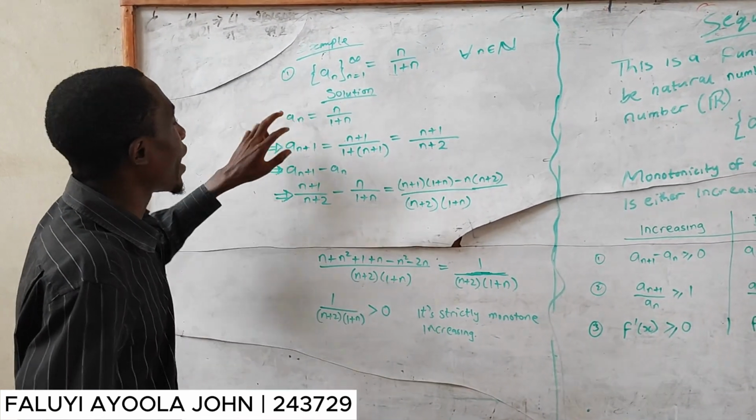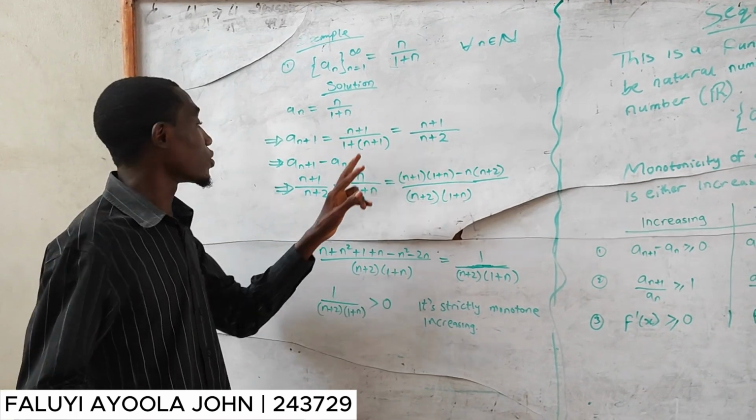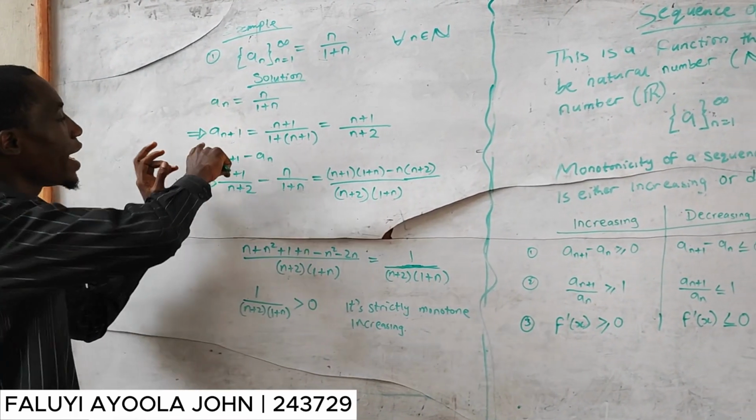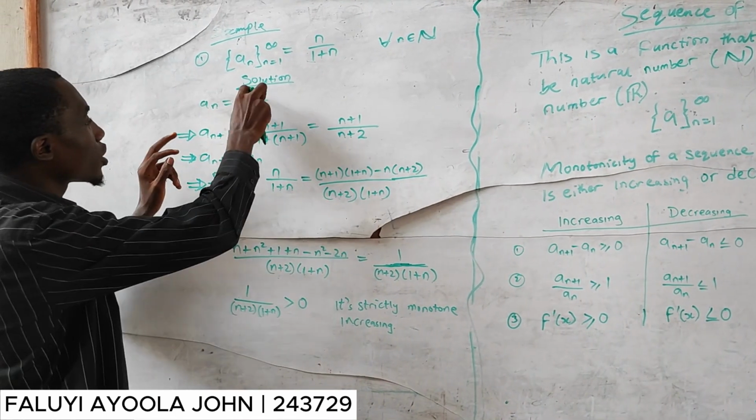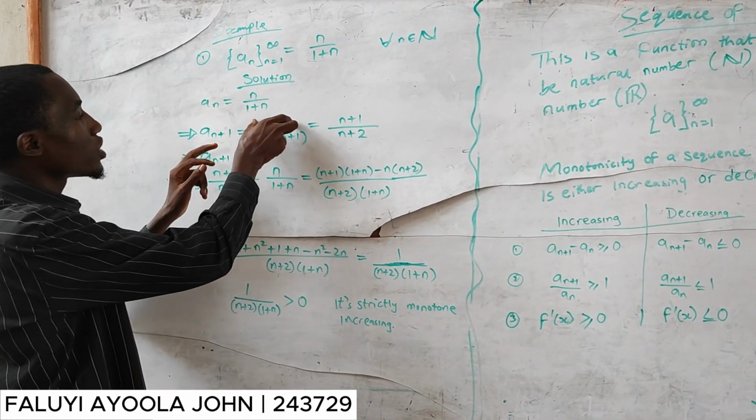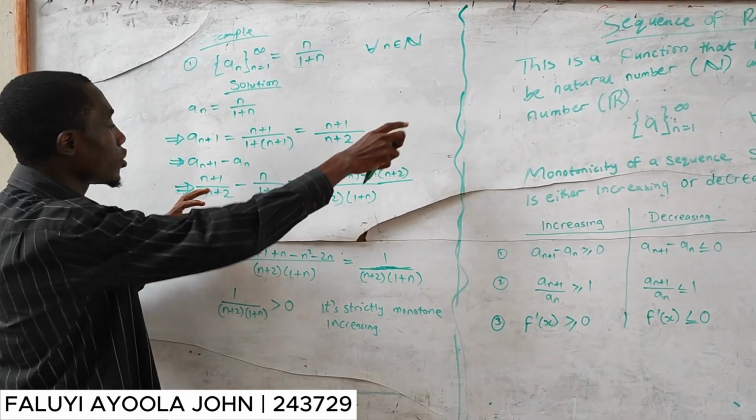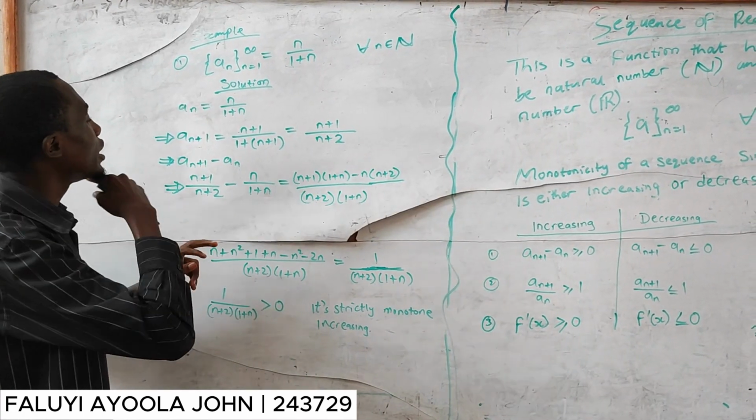Now, let's take a_n equals n over 1 plus n. We have a_(n+1) equals n plus 1 over n plus 2. This is going to be our next term in the sequence. We just input n plus 1 into the formula, and just like that, we have n plus 1 over n plus 2.